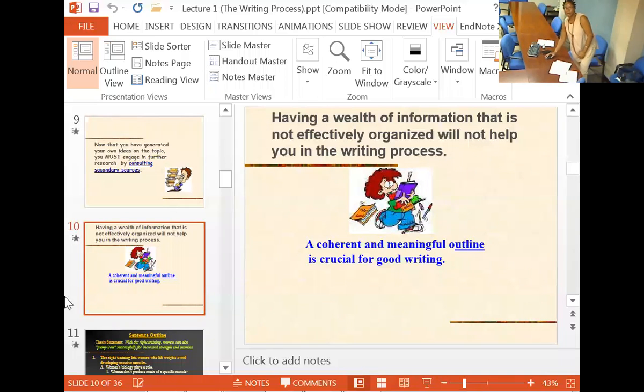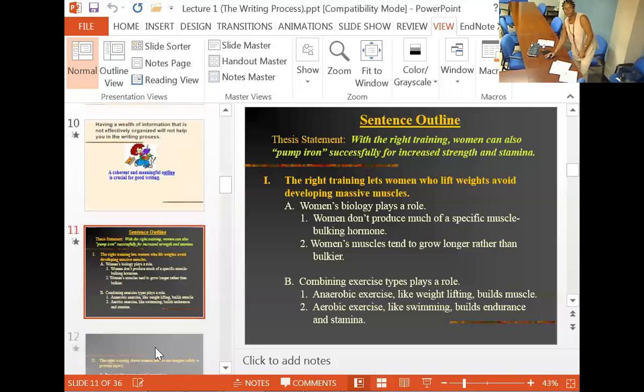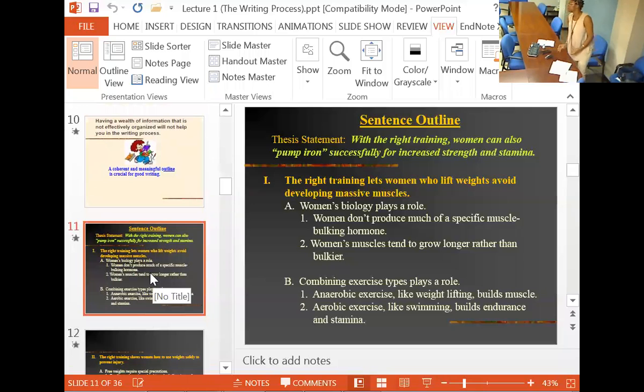So let's look now at an example of an outline, right? And we're all familiar with the concept of a thesis statement. Yes?